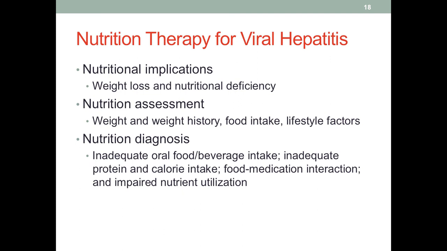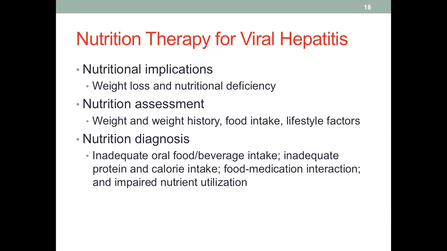Nutrition implications of viral hepatitis include weight loss and nutritional deficiency. It is very common for people to have decreased appetite, especially in the cases of acute infection. Of course, depending on the level of liver damage, people may have jaundice as well as we just covered. We also have the increased serum liver enzymes, so the ability to handle the nutrients is compromised.